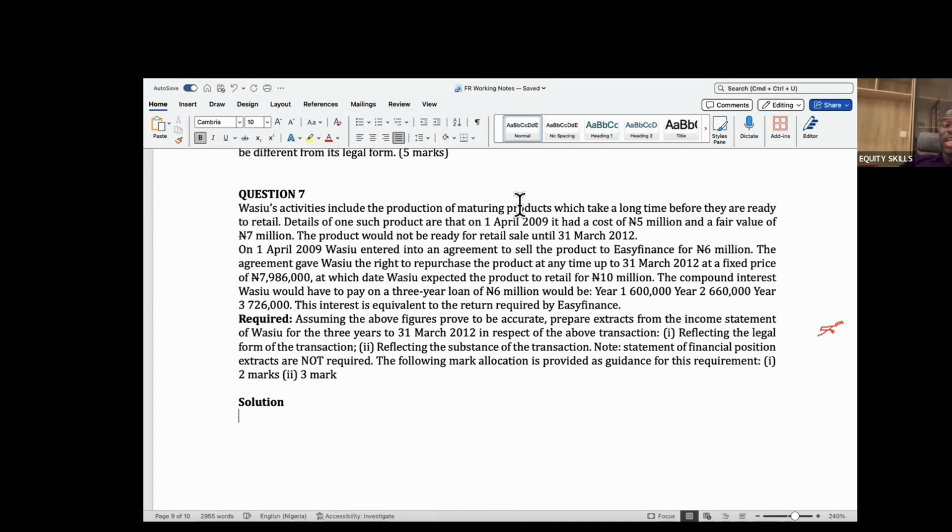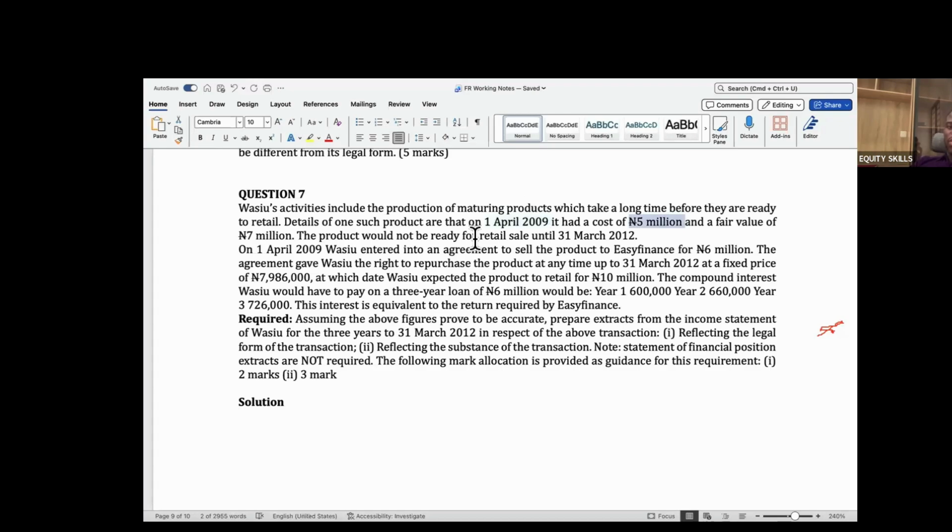So that means the type of product Wasiu deals with is not something he produces and is ready for sale. No, it takes time before they are ready for him to sell. You now say that one of such products in April 2009 had a cost of 5 million and a fair value of 7 million. Fair value here means selling price.